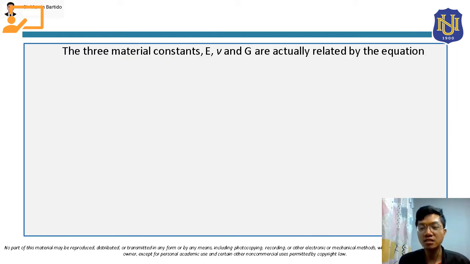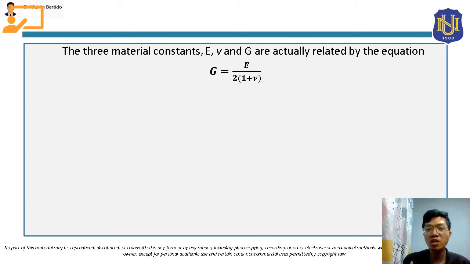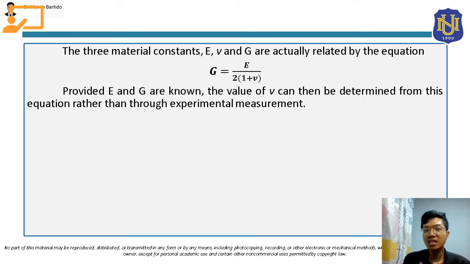The three material constants that we discussed, the modulus of elasticity E, Poisson's ratio nu, and modulus of rigidity G, are actually related to one another by this equation. This is the equation for the relationship of E, nu, and G. G is equal to E over 2 times 1 plus nu. Provided that E and G are known, the value of nu can be determined from this equation rather than through experimental measurement.